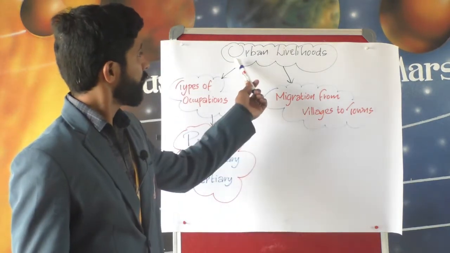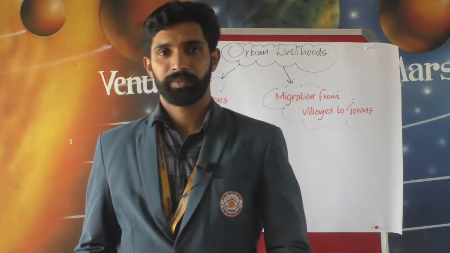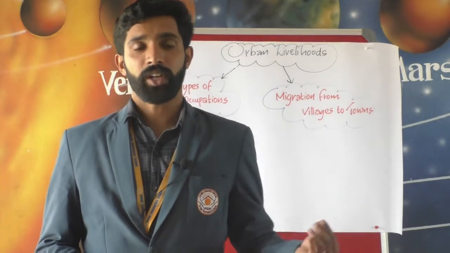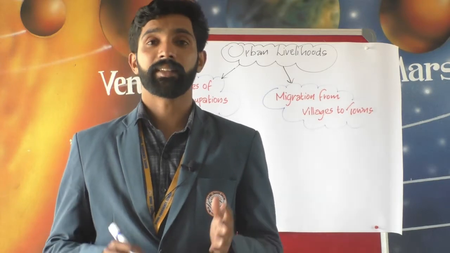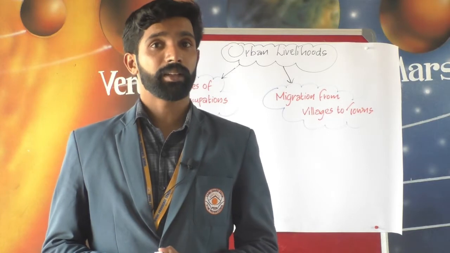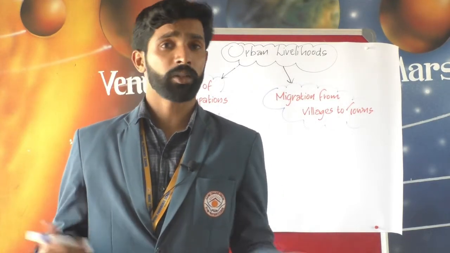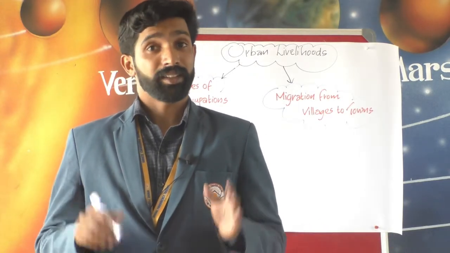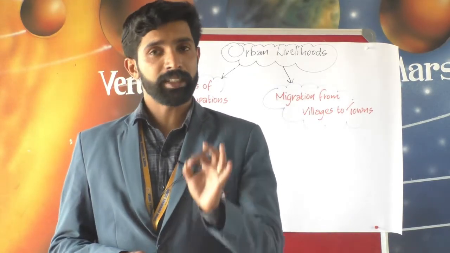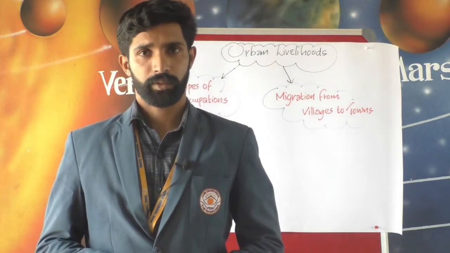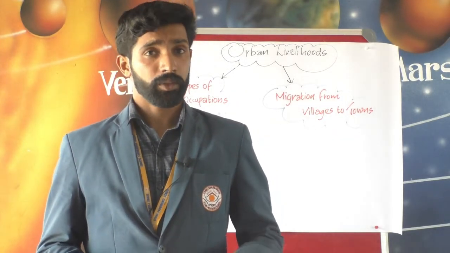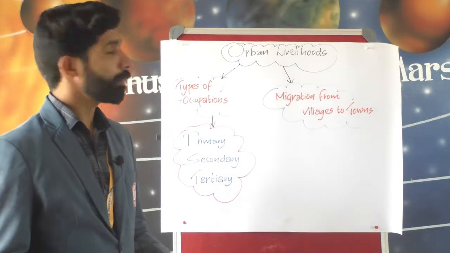Today we will learn a new chapter from civics, urban livelihoods. And today in this chapter we will discuss the occupations of people in urban areas. Millions of people live in cities such as Bangalore, Delhi, Mumbai, Chennai, Kolkata and so on. These people earn their livelihood in a variety of ways, right? And so let us have a look at the mind map.